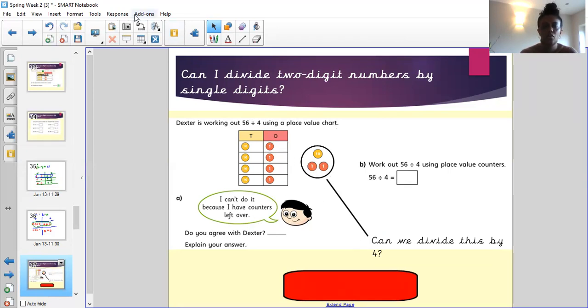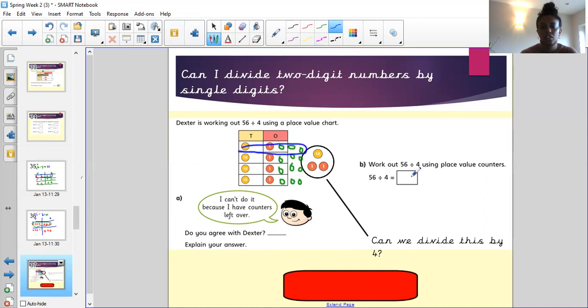So 12, what we would do is we would then split the 12 as 1, 2, 3, 4, 5, 6, 7, 8, 9, 10, 11, 12, and essentially our answer will be the first row, which is 10 and 4 ones, which is 14.